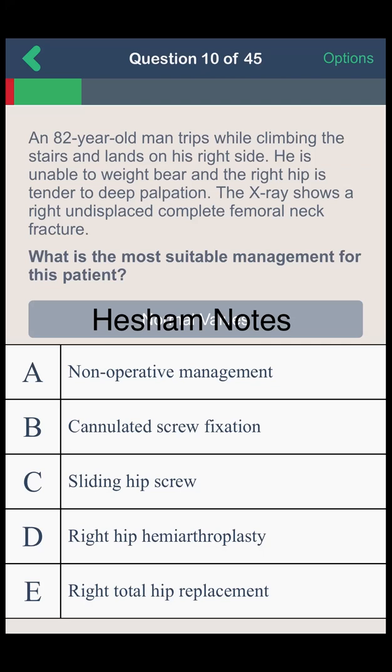Okay? So the correct answer here is cannulated screw. Is this clarified for all? You can see another people saying it is D. No, it is B. Undisplaced fracture is managed by cannulated internal fixation. But if displaced and this patient is more than 65, I will go for hemiarthroplasty. Okay, another one.